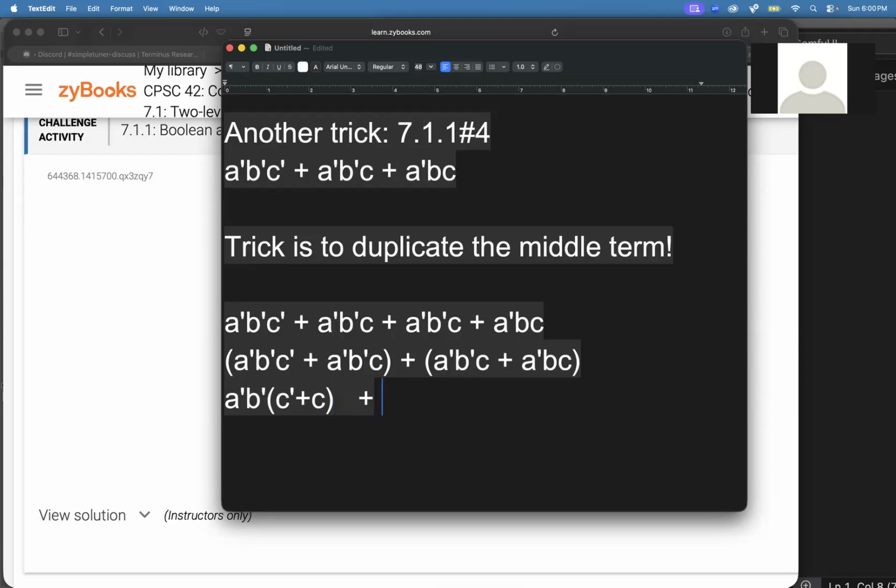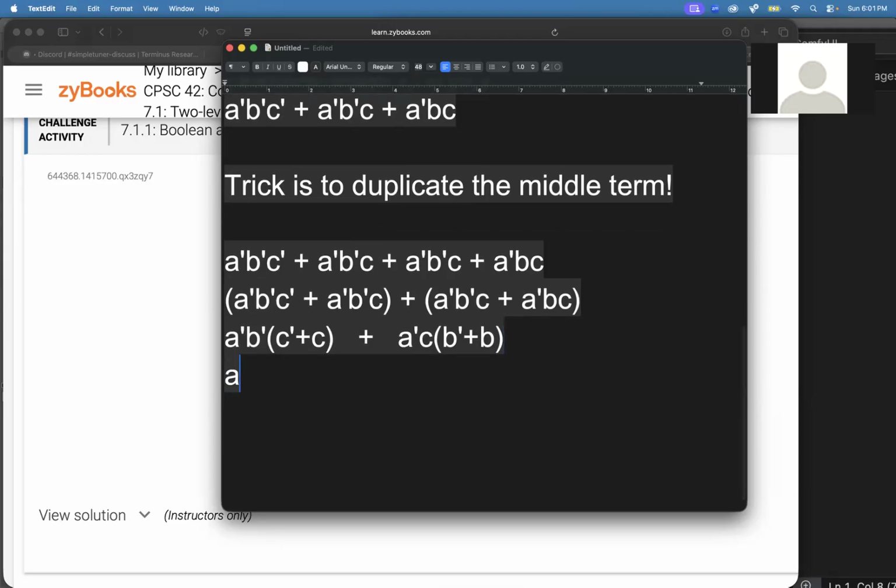And then for the second two, if we look carefully, we have not A, not A, not B, B, but then we have C, C. So they both have a not A and a C, and you'll have a not B plus B in there. So if you duplicate the middle term, you'll be able to simplify both of these pieces. The first one turns into not A, not B, and the second one turns into not A, C. So at the end of the day, that's what you would end up with.